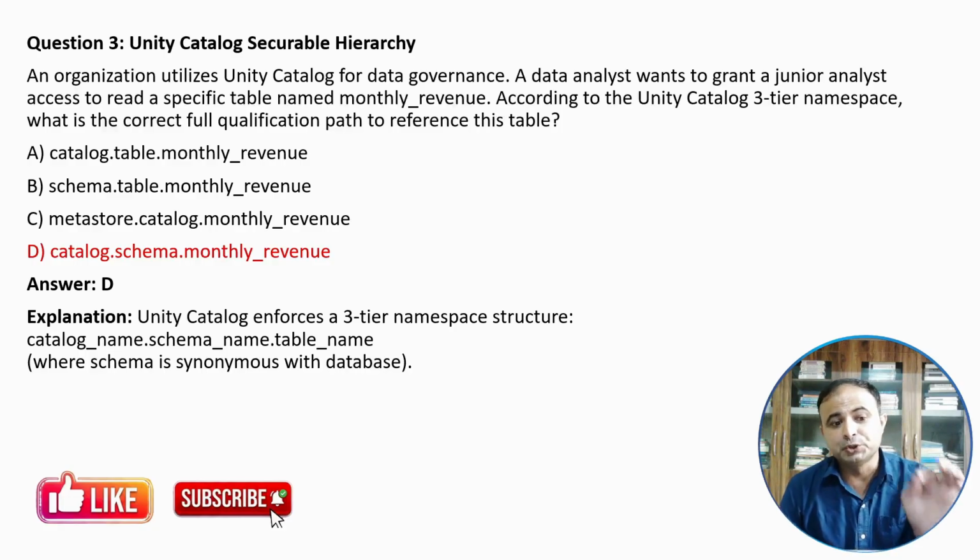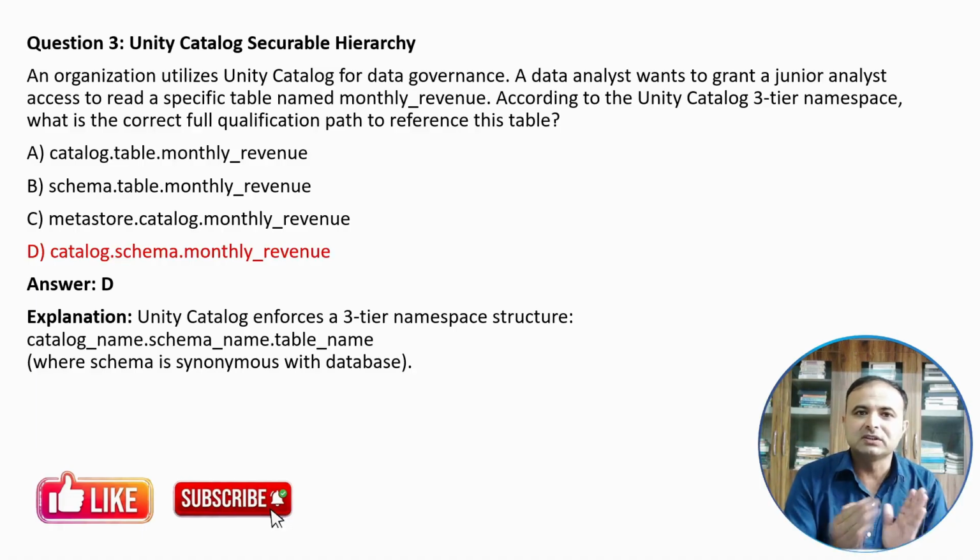Unity Catalog should be clear. Medallion architecture should be clear: bronze, silver, gold layers, and the use of all these three layers.